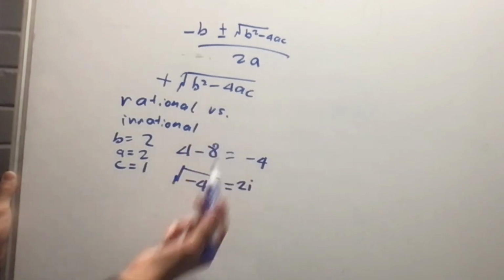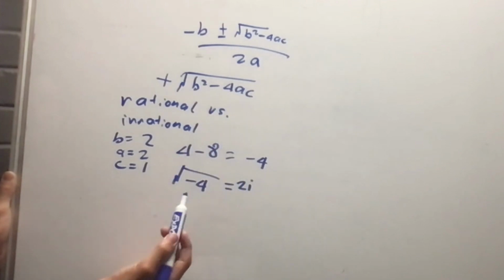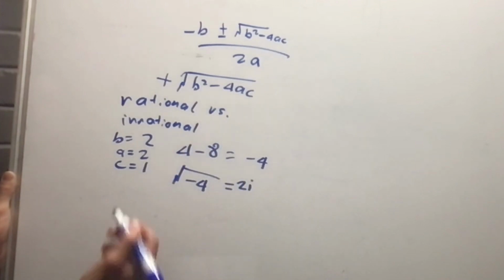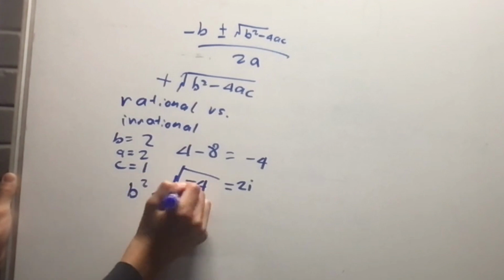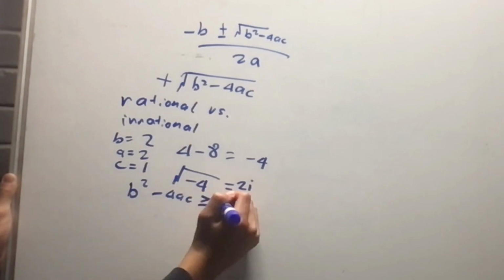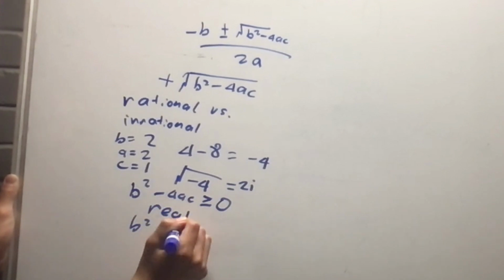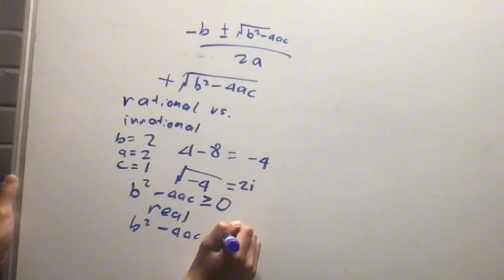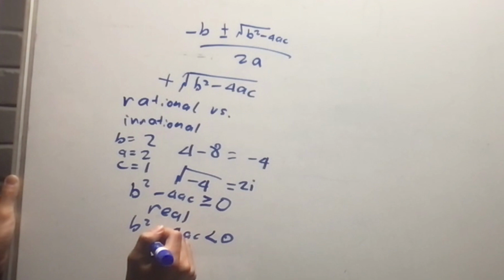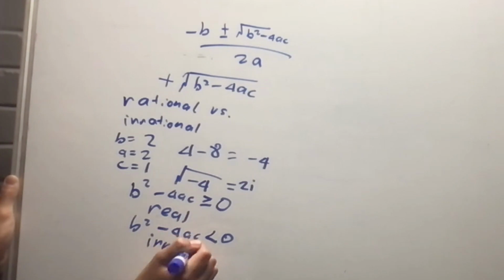Basically, if b squared minus 4ac is positive, if b squared minus 4ac is greater than or equal to 0, it is considered real. But if b squared minus 4ac is less than 0, it's considered irrational.